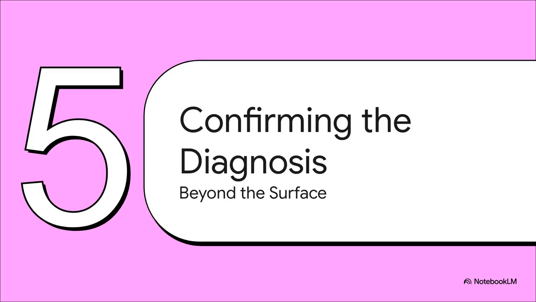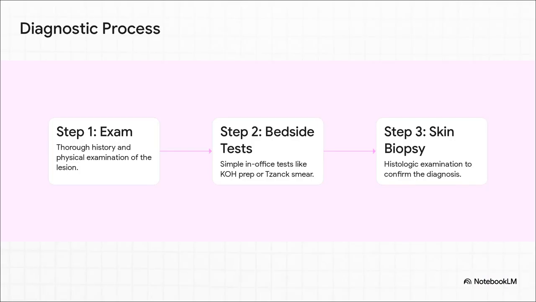So you've looked closely at the rash, you've noted where it is on the body, and you've got a pretty good idea of what's going on. But how do you prove it? Well, that's what this next section is all about, confirming your diagnosis. You always want to follow a logical progression, kind of like a ladder. You start on the ground floor with a really good history and physical exam. That's your foundation. Then, if you need more info, you can step up to simple tests you can do right there in the clinic. And only if you're still stuck do you climb to the top rung, which is a skin biopsy, to get the final answer.